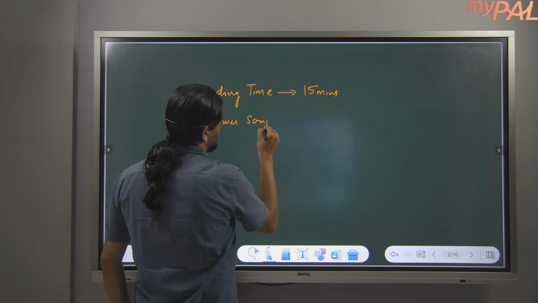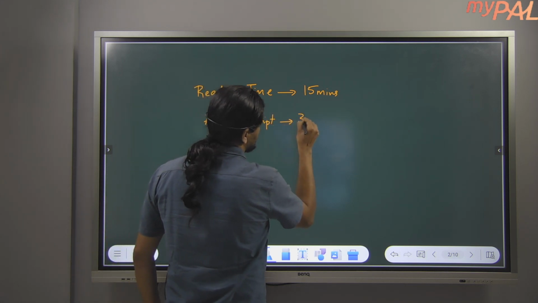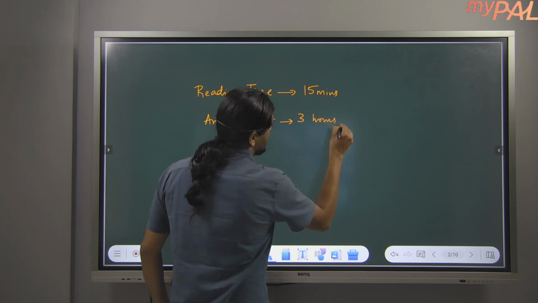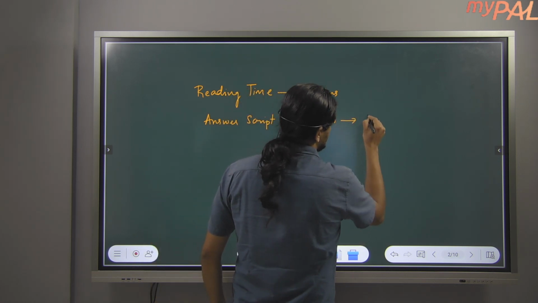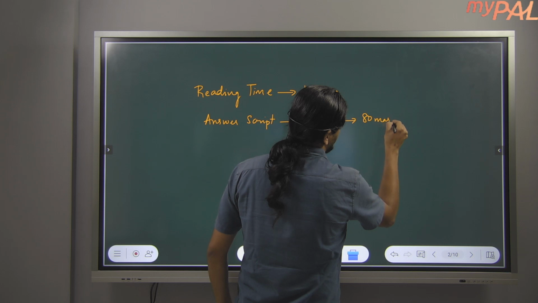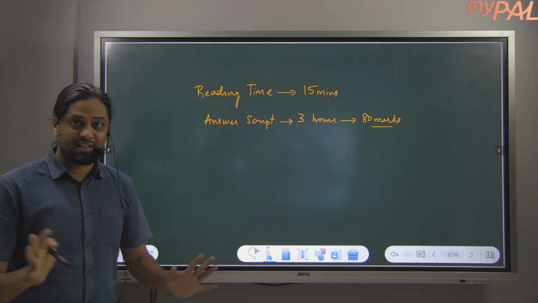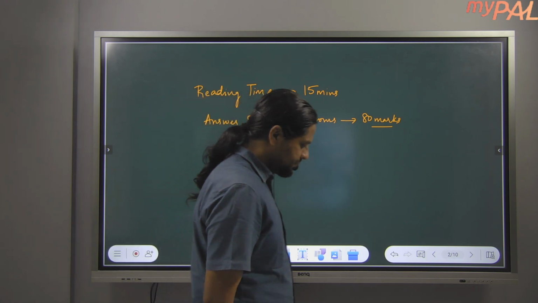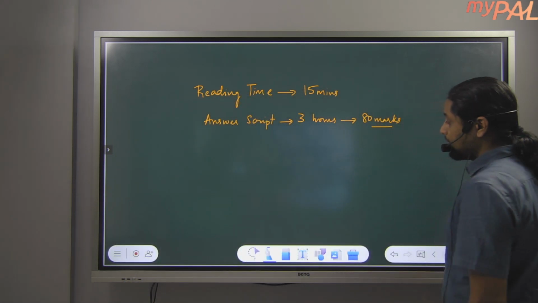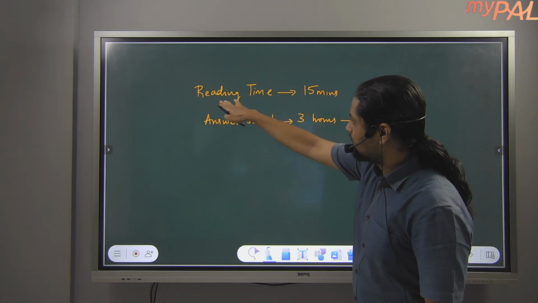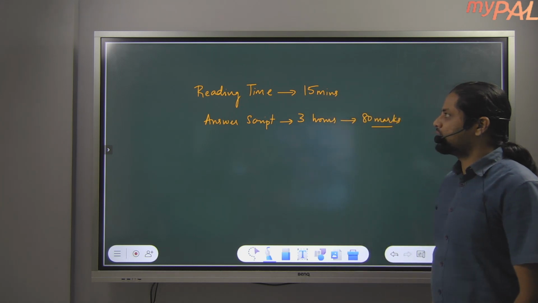And in case of mathematics, you're going to attempt 80 marks. In order to attempt 80 marks, you have 3 hours of time. This is the time frame we have. So, before going into the answer script again, the reading time which we have is 15 minutes.